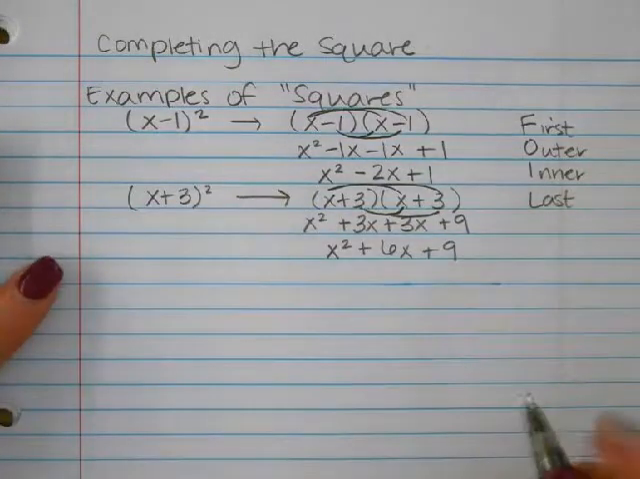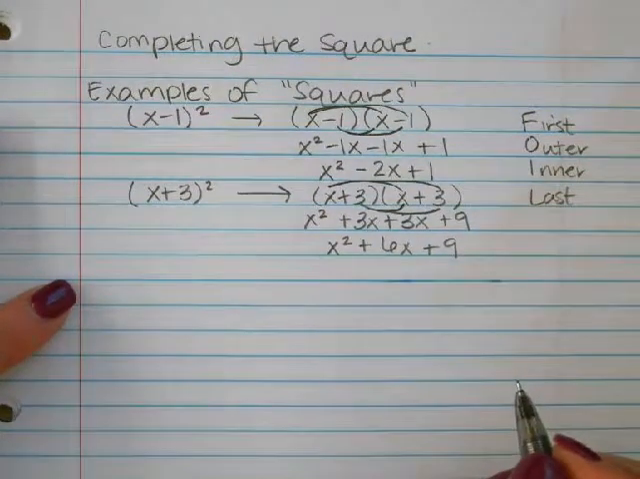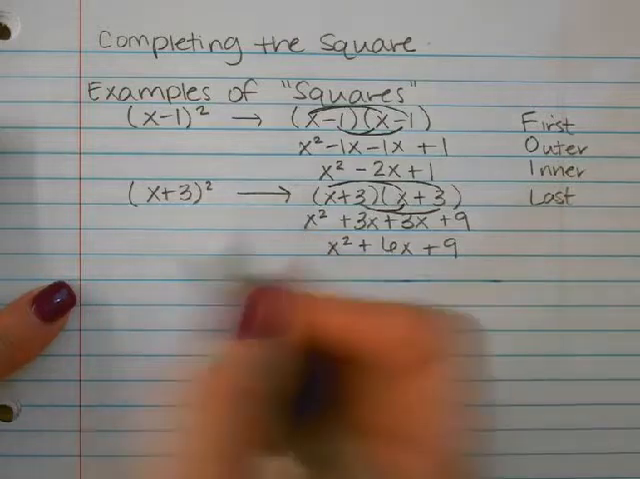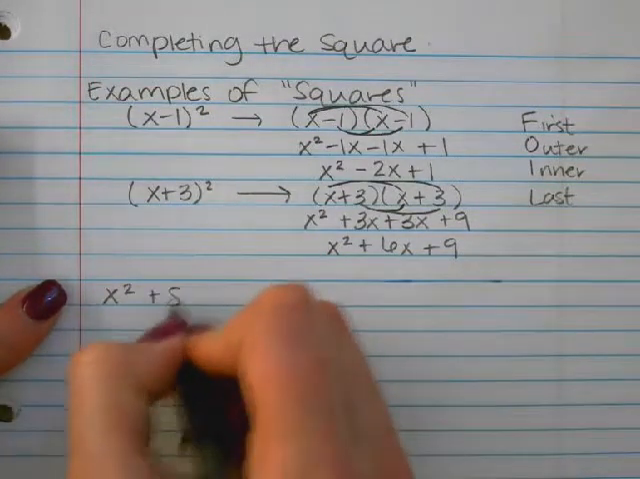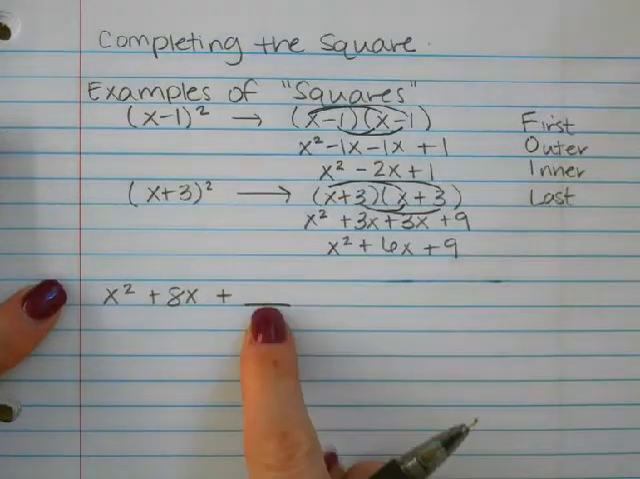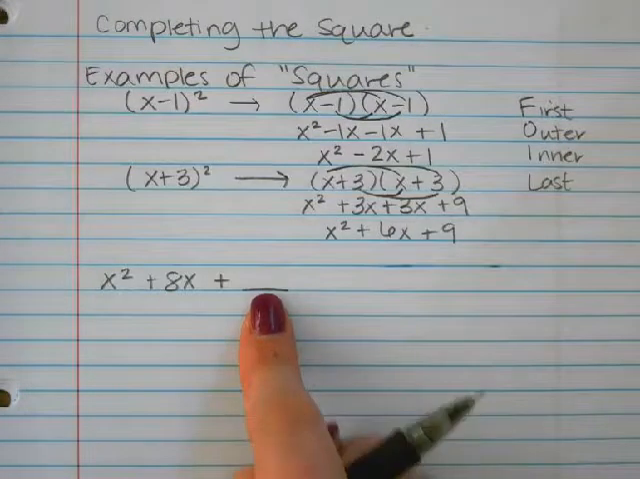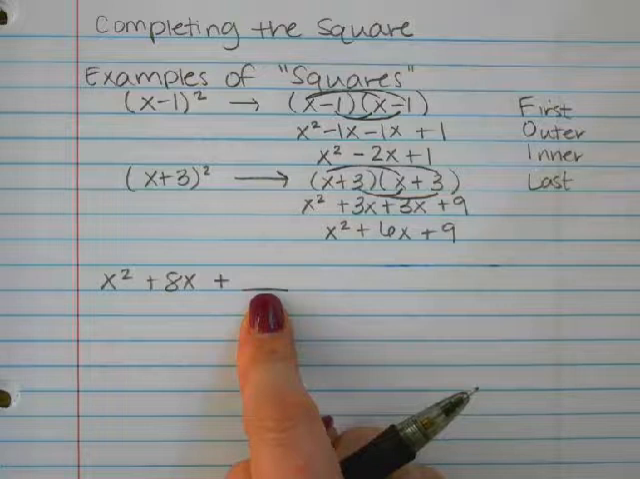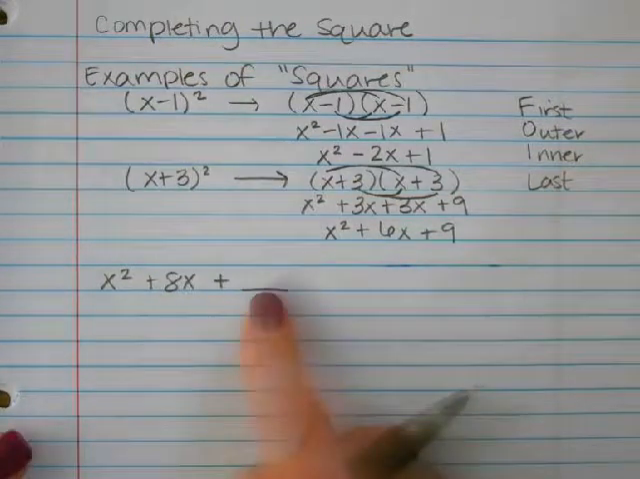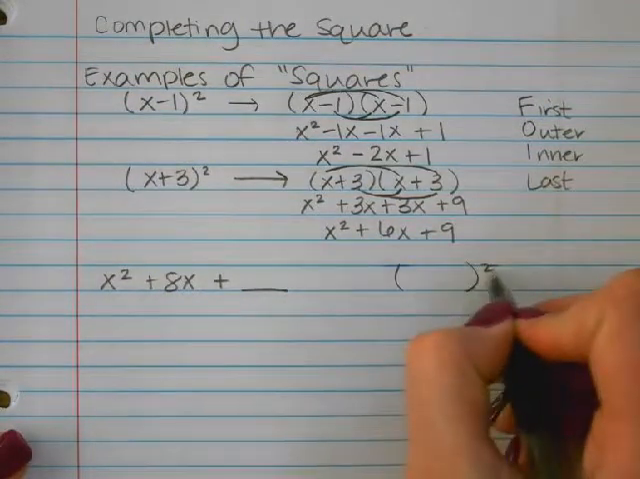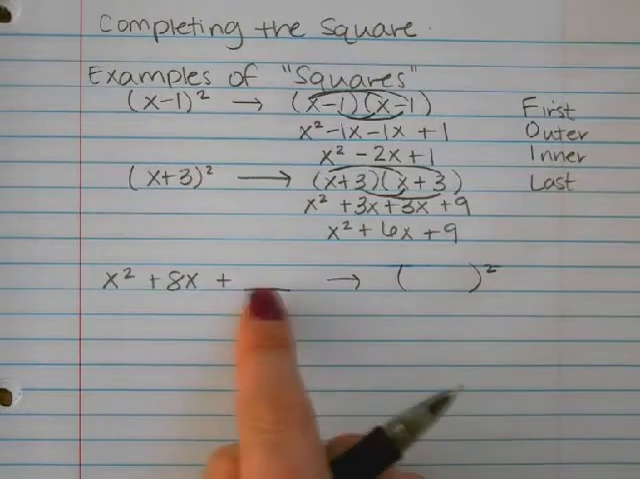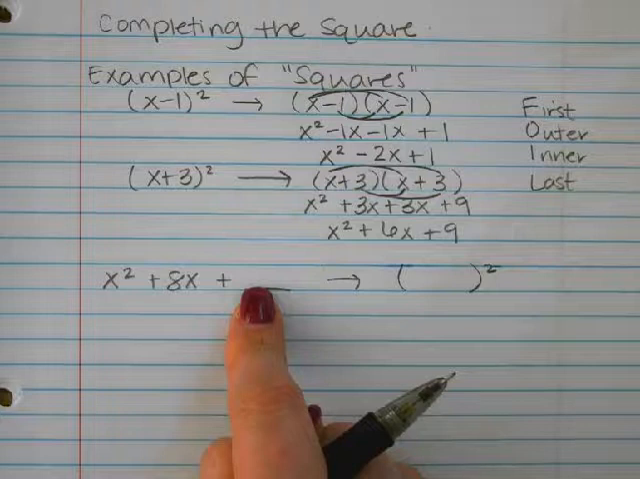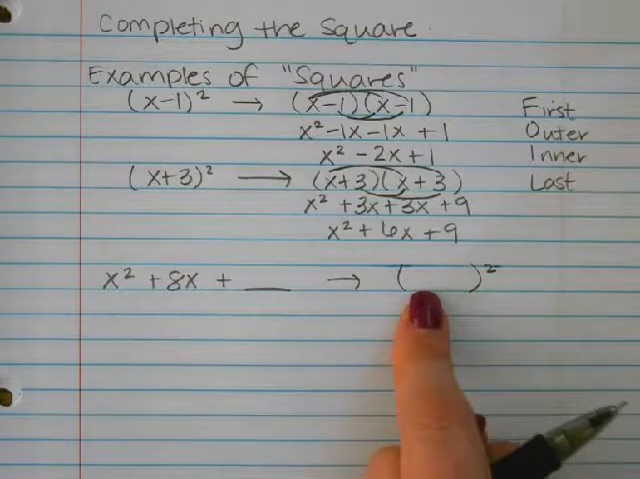Square, square. So when we do the process of completing the square, they might give us a problem like x squared plus 8x plus, and they're saying, what number could you put right here that would complete the square, that would make it so you could write it as something squared? That's what completing the square process means: what number could I put here that would allow me to write it like something squared.